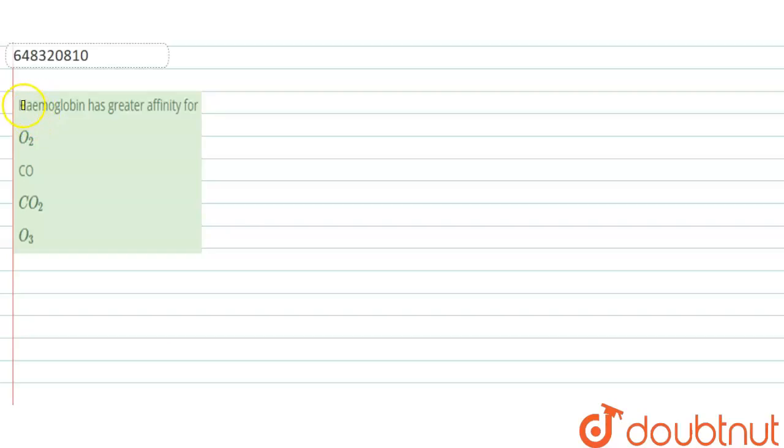Today's given question is: hemoglobin has greater affinity for which of the given molecules? O2, CO, CO2 or O3. Hemoglobin has greater affinity for which among the given molecules? Oxygen, carbon monoxide, carbon dioxide or ozone.